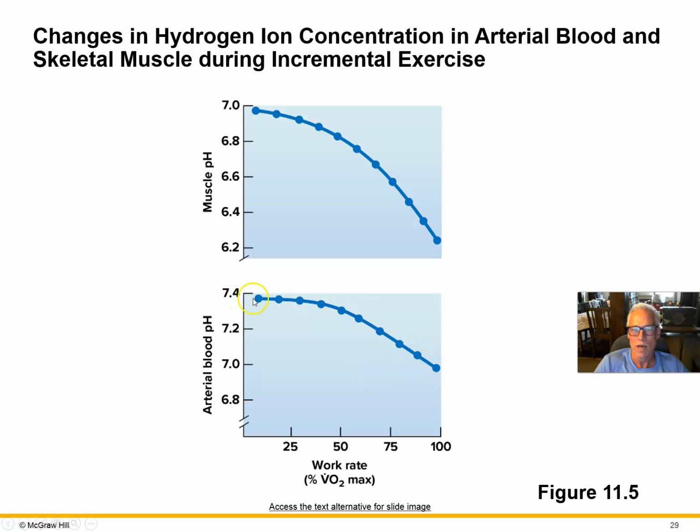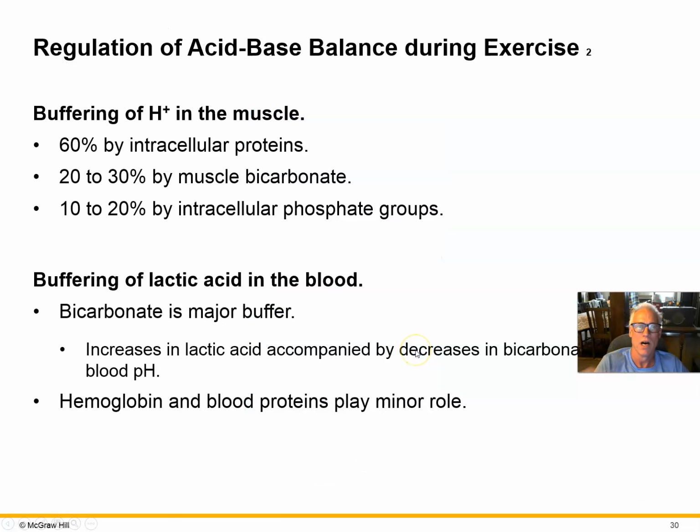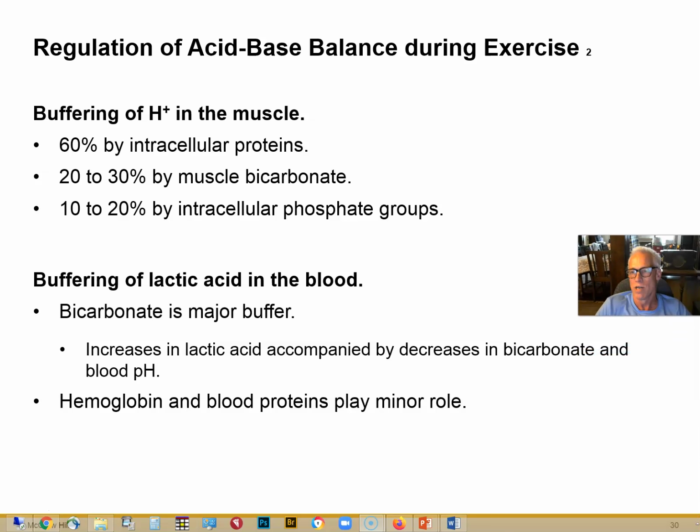Why is this happening? Why does the blood pH stay constant for a while and then drop? Because we're going to exhaust the buffering capacity of the blood. We're going to use up the bicarbonate ions. We're going to saturate all those proteins with hydrogen ions, and then there's no more that we can do. And then the hydrogen ions start to accumulate. And that's what acid is. It's accumulating hydrogen ion concentration as you increase the intensity and duration of exercise.